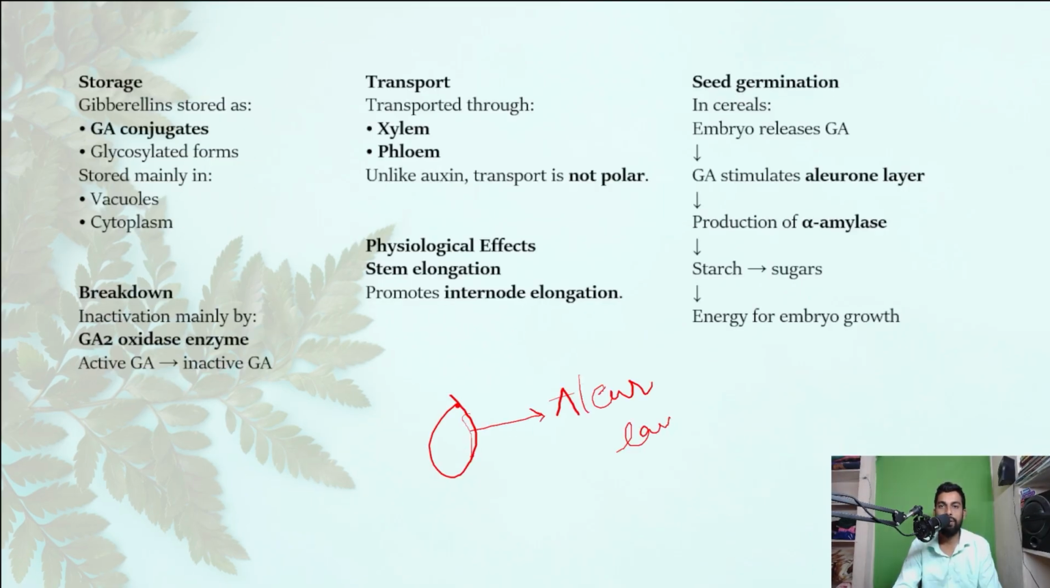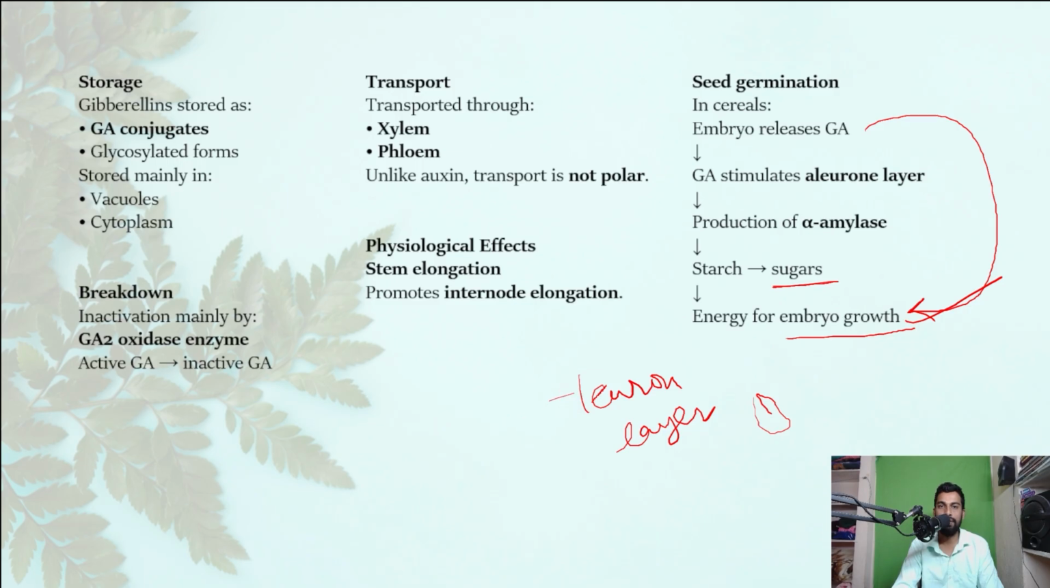Seed germination. Assume this is a seed, okay? It has an aleurone layer. Alpha amylase lies in the aleurone layer. This alpha amylase reacts with the starch and produces sugars. This energy that comes from the starch is useful for the embryo to grow. So what happened here? Gibberellins promoted the alpha amylase that converted starch to energy. This energy is useful for seed growth and seed germination.